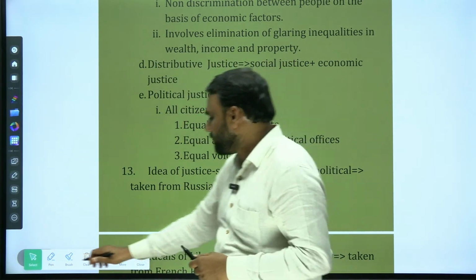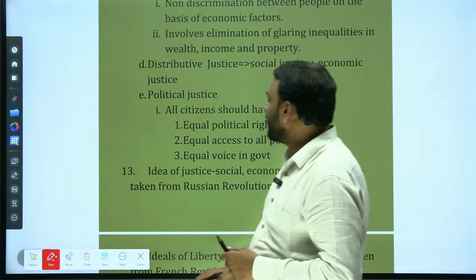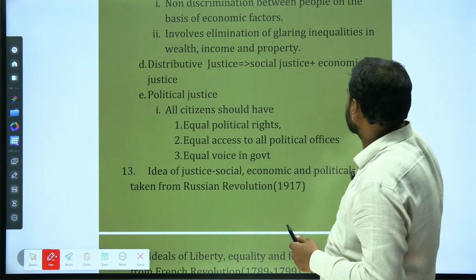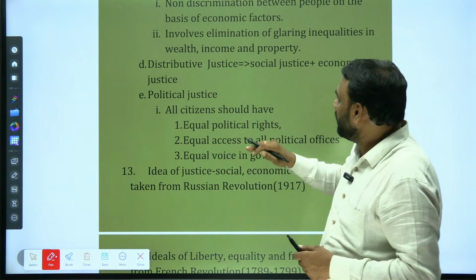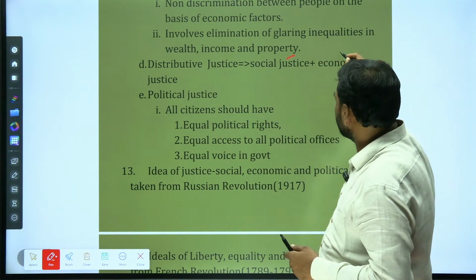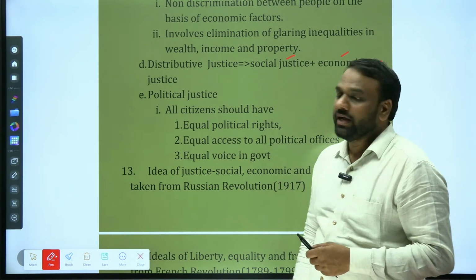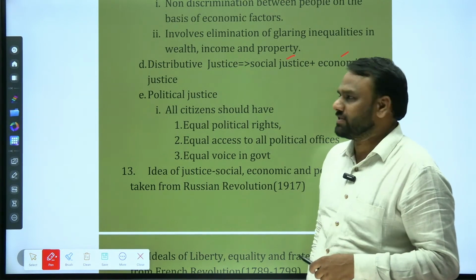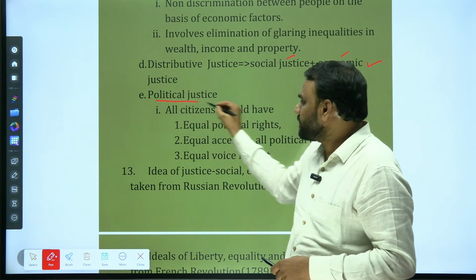So sometimes a question might get framed in the examination. So what is distributive justice? What all does it consist of? It consists of social justice and economic justice. Okay, it does not involve political justice. So what is political justice?